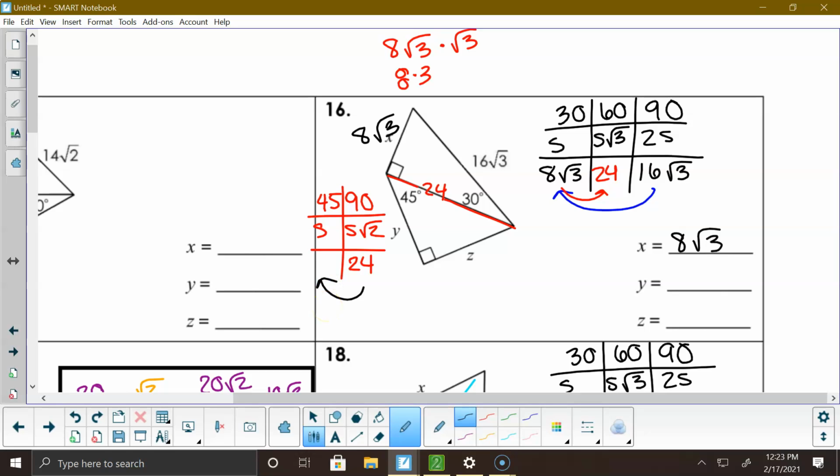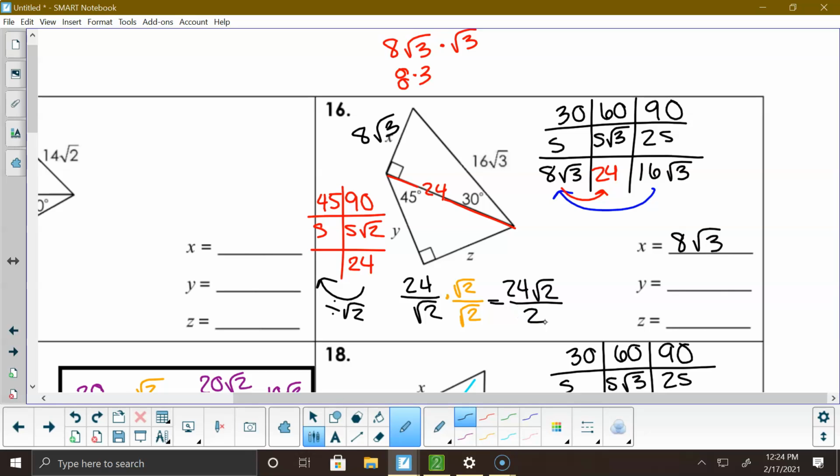So Carly, tell me when you're caught up. Yep. So I've got 24 over square root of 2. What do I multiply by? Root 2 over root 2. Yep.